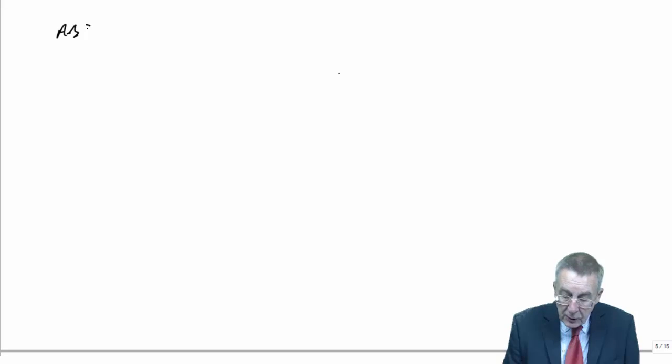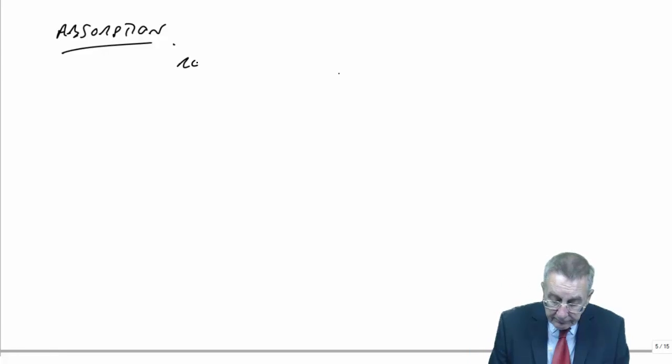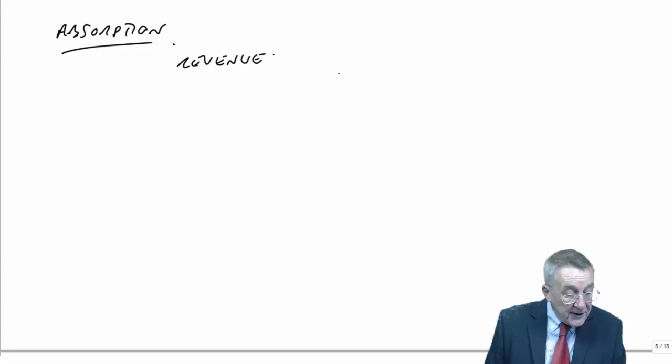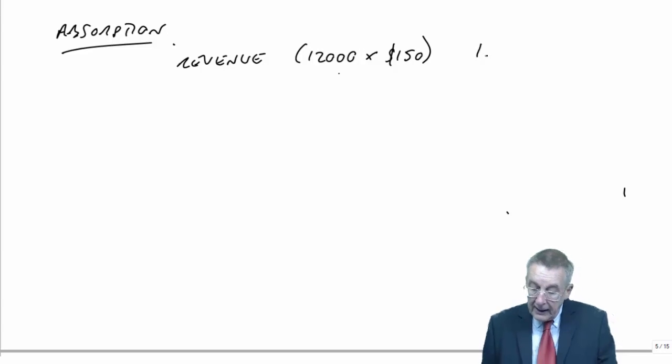I'll do absorption first of all. Let's do a full profit statement under absorption costing. First of all, the revenue. We're selling 12,000 units at a selling price of 150 a unit, and so the total revenue will be 1.8 million.